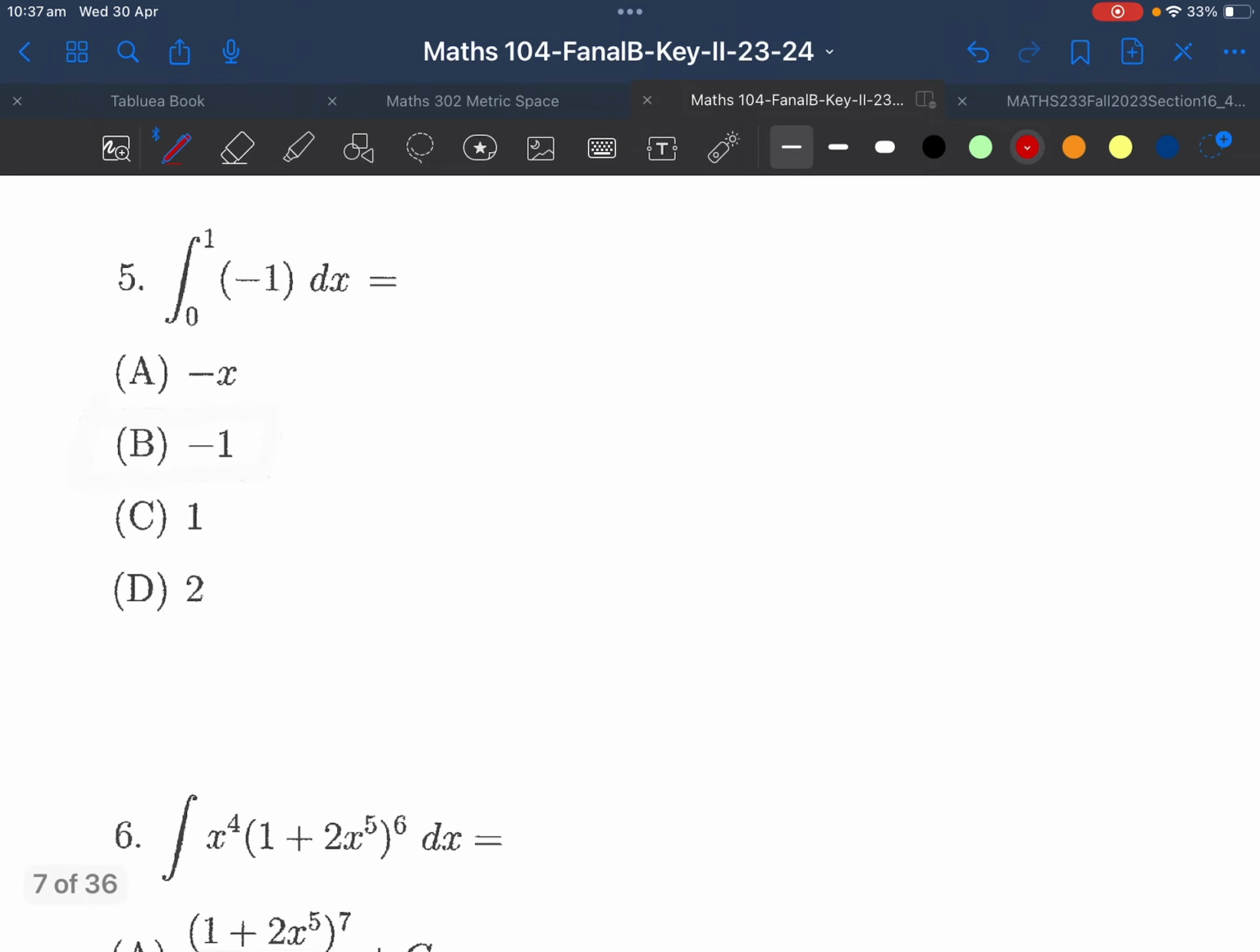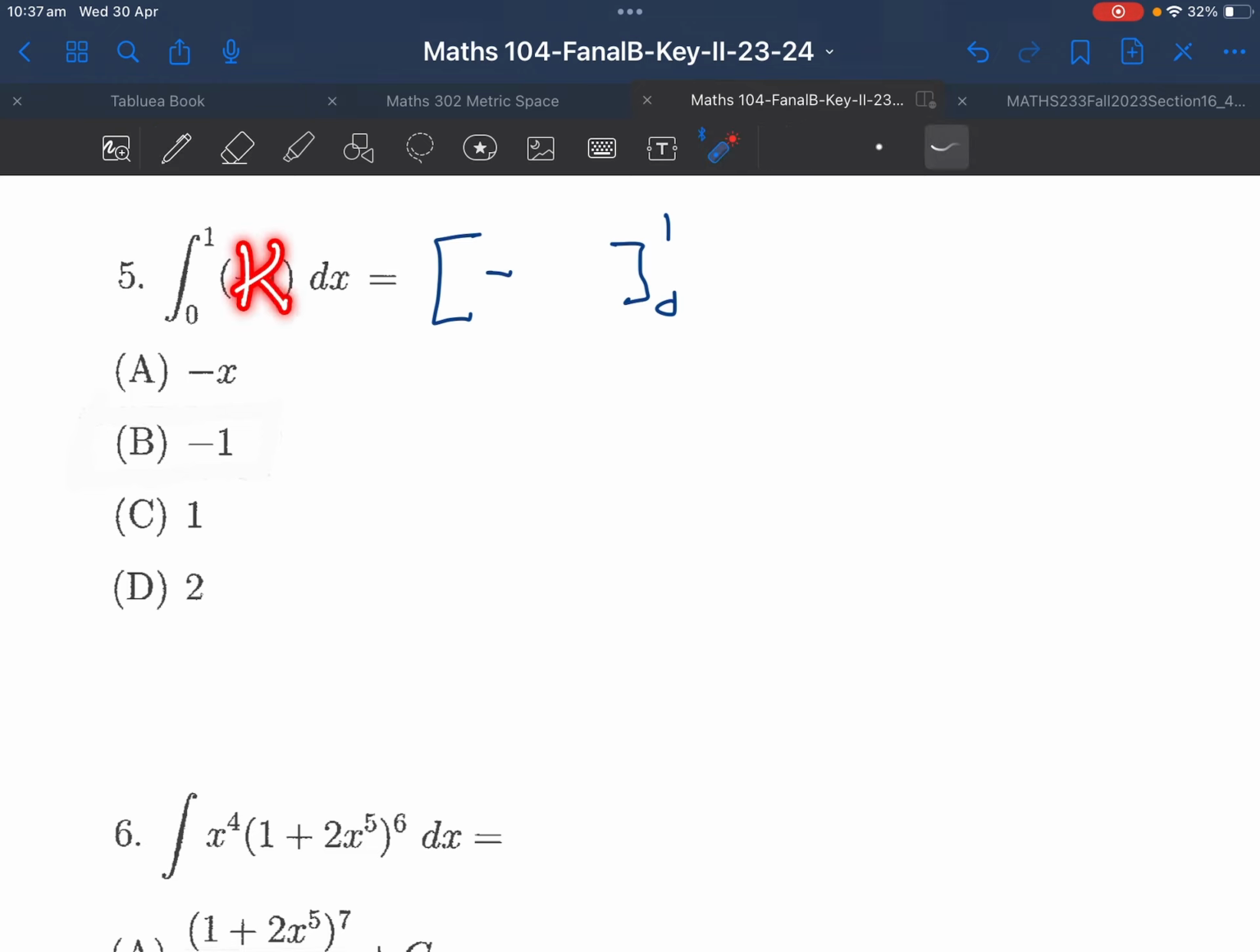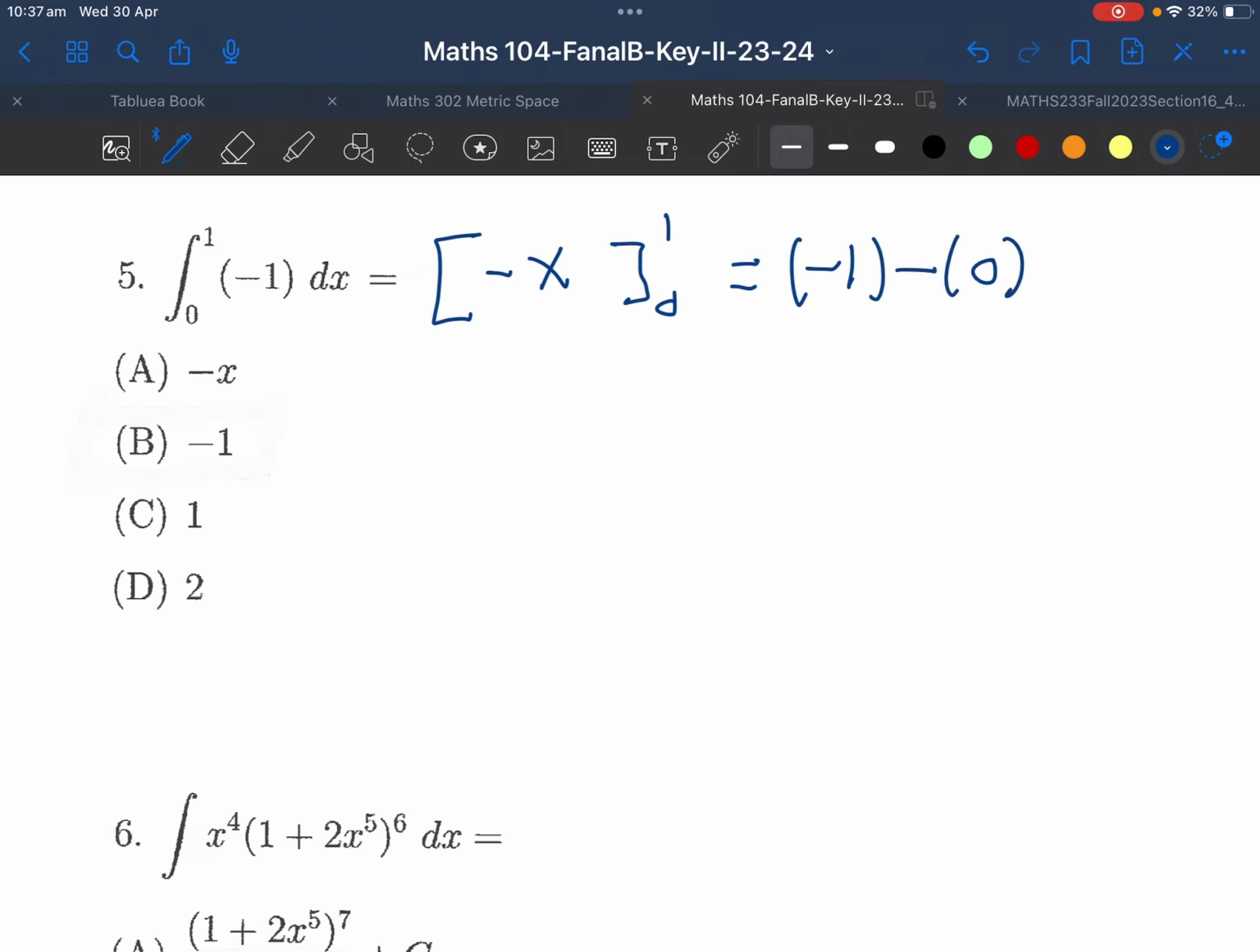Question number 5, we need to find the integral of this one. So remember, if we don't have any x, the answer will have the x. If we have any number here, k, the answer will be kx. Now this number is -1, so here we get -x. Now substitute 1, you get -1. Substitute 0, you get 0. The final answer is -1, which is B.